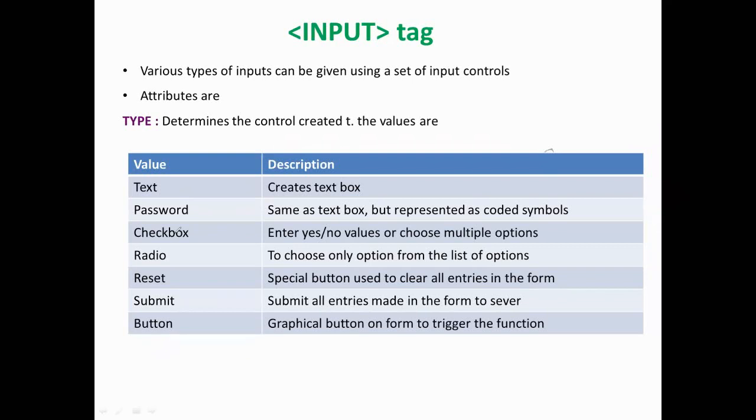Then the next is button. A graphical button on the form to trigger some function. That is, a button means some work has to be done on the form, and we can do it only with the help of a button. We will be learning it in detail in the 6th chapter.